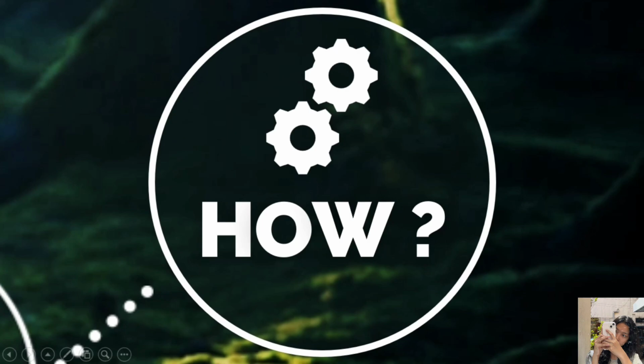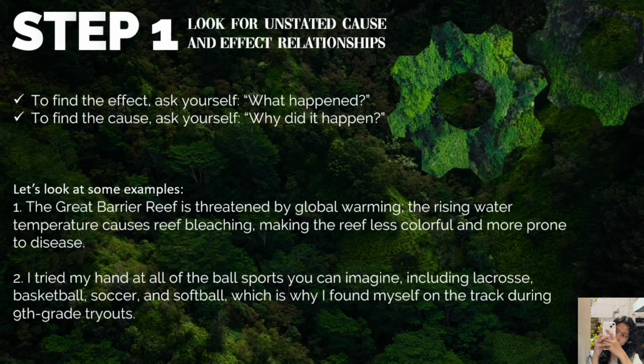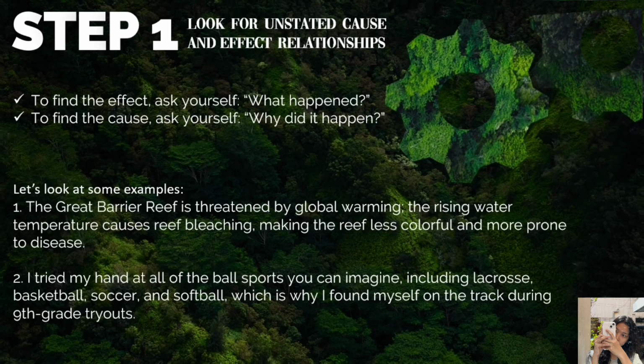Next, I will explain step by step how to analyze cause and effect. The first step, look for unstated cause and effect relationships. In some paragraphs, the cause and effect relationship is not directly stated. In these cases, you will have to read between the lines. To find the cause and effect relationship, use clues from the paragraph.